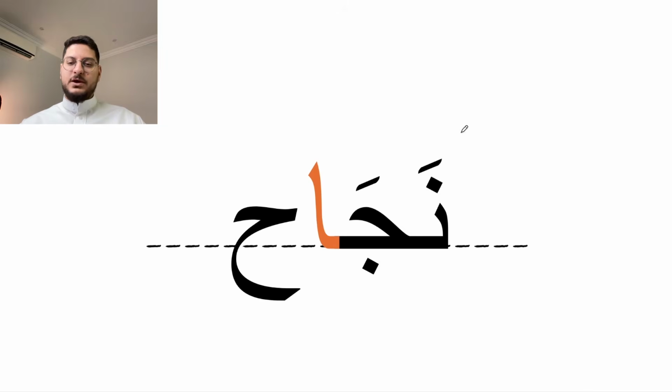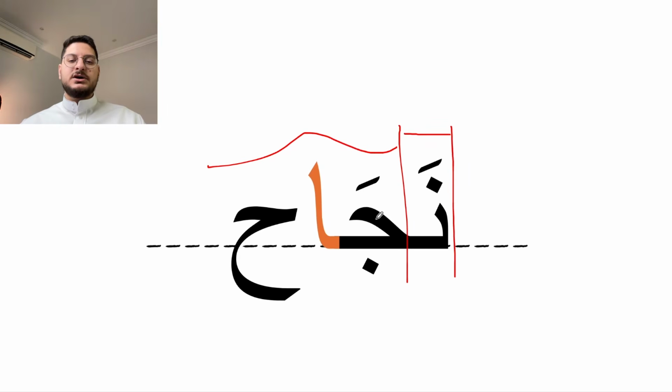Next one, what do we have in here? First, let's split the word into syllables. So I see a fatha here, so I would draw a vertical line before it. I see another fatha there. So another vertical line before it, and now I have two syllables. The first syllable is simply na. The second syllable is jah, najah, which means success.